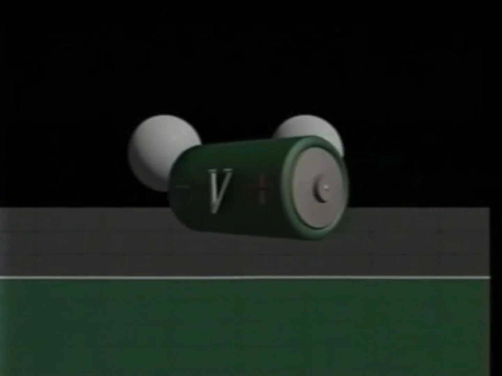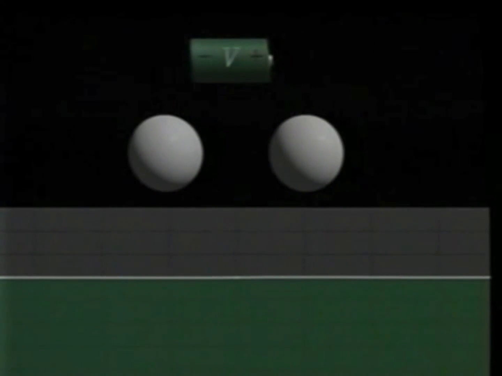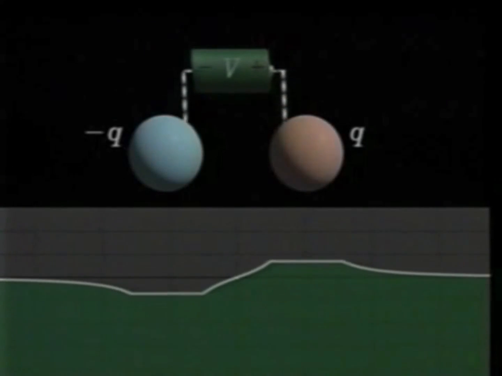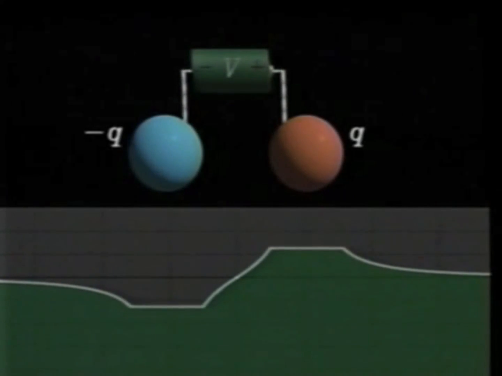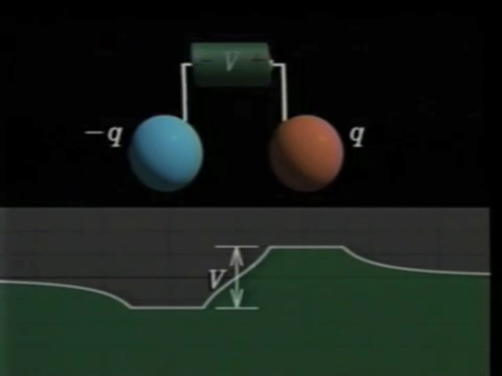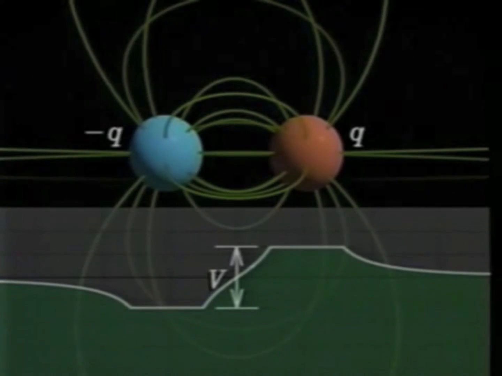An ordinary battery has the potential to create an electric field. When a battery is connected between two pieces of metal, it forces charge to flow from one to the other until the potential difference between them is equal to the voltage of the battery. That creates an electric field between them.